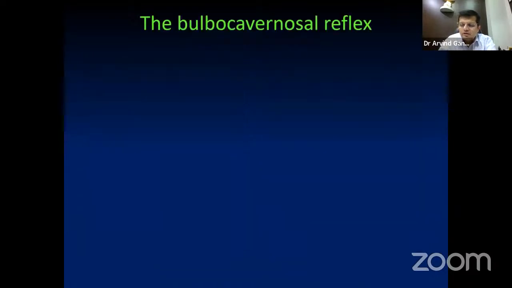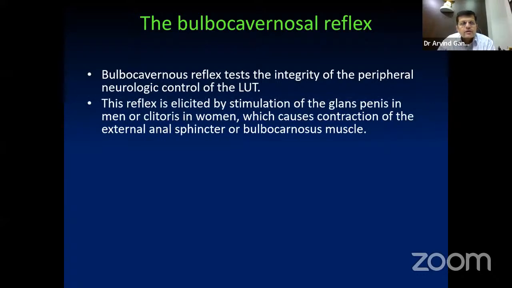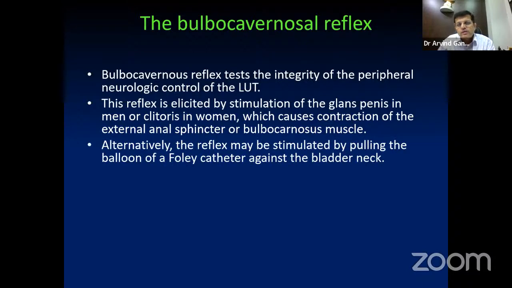And a very important examination finding when you want to rule out or confirm the presence of neurogenic bladder is the bulbocavernosus reflex. The bulbocavernosus reflex tests the integrity of the peripheral neurologic control of the lower urinary tract. This reflex is elicited by stimulation of the glans penis in men or the clitoris in women, which causes contraction of the external sphincter or the bulbocavernosus muscle. So when this is there, you can be assured that there is an integrity of the peripheral neurological control of the LUT. Alternatively, if this is not there, the reflex may be stimulated by pulling the balloon of a Foley catheter against the bladder neck.